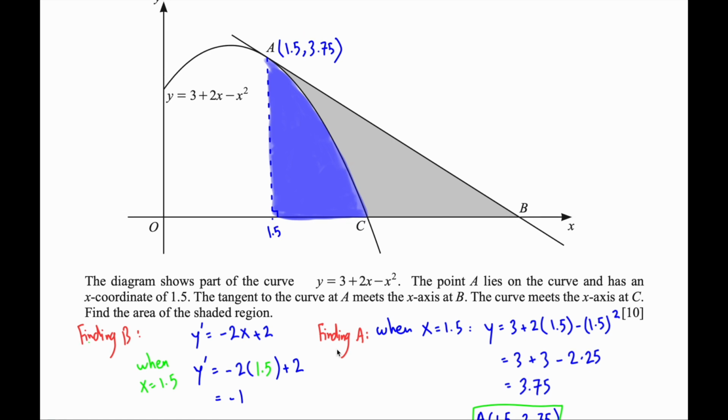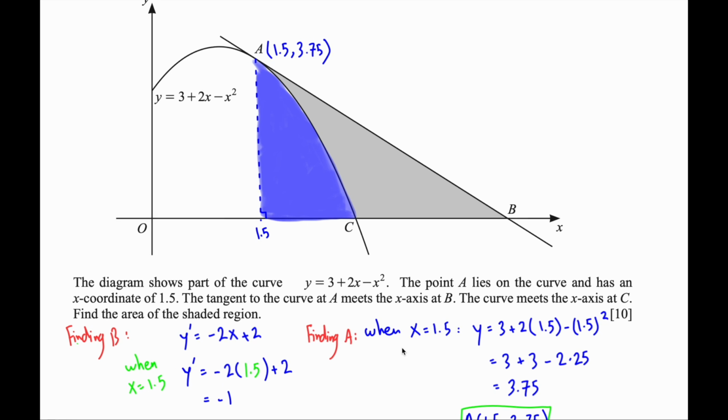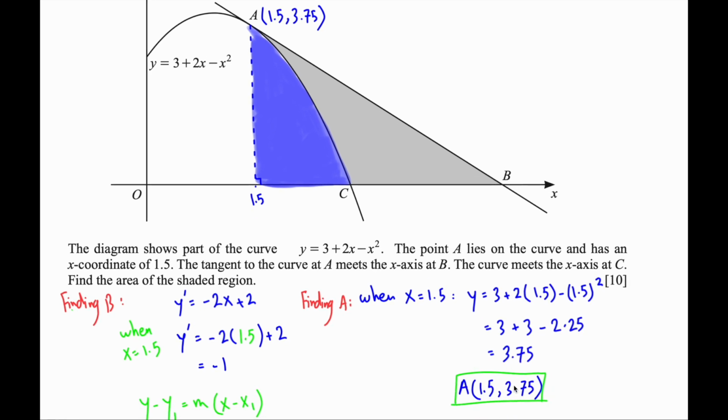So I'm gonna start with finding A, and by that I mean finding the y coordinate of A, which, as I said earlier, is gonna be the height of my triangle. So all I have to do is to plug in 1.5 instead of all the x's in the original equation of the curve, and that's gonna help me to find the y coordinate, which is 3.75. Now I got the x and y coordinate of point A.